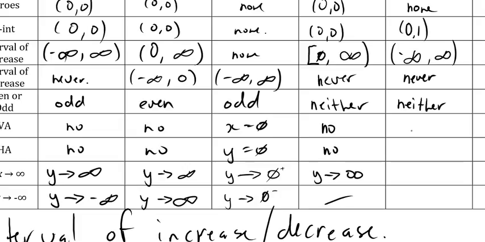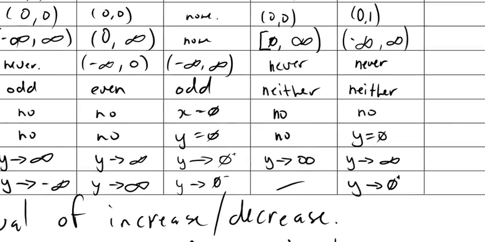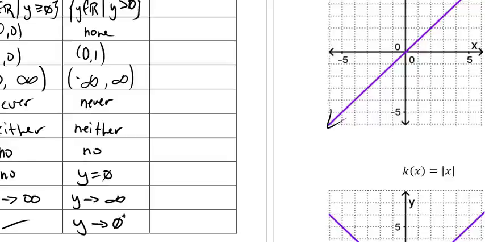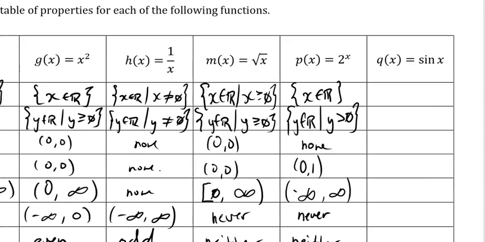Vertical asymptote, no. Horizontal asymptote, it does have a horizontal asymptote at y equals 0. As x goes to positive infinity, y also goes to positive infinity. As x goes to negative infinity, y goes towards 0 from above. Don't worry about the little plus sign, but we do differentiate if it's from above or below, but we'll worry about that another time. Okay, and sine x.